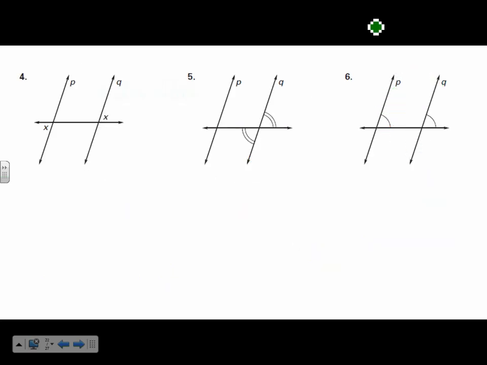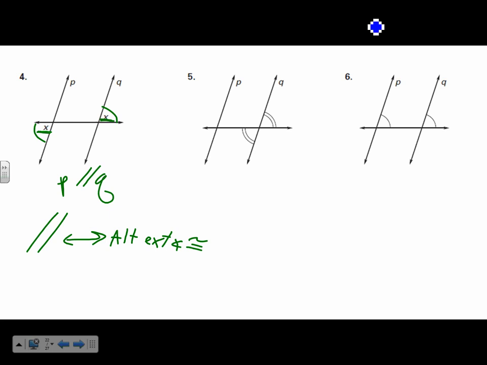Now, number 4 is interesting because a lot of students get hung up on this because they say, well, we don't know x, so how do we know if this is right? Well, you don't have to know x because x is going to be the same. No matter what you sub in for x, it's always going to be the same. So if this is x and this is x, they're alternate exterior angles, so P has to be parallel to Q. If you subbed in 4 for x or 100 for x, they're the same. So we know those are parallel because the alternate exterior angles are congruent.